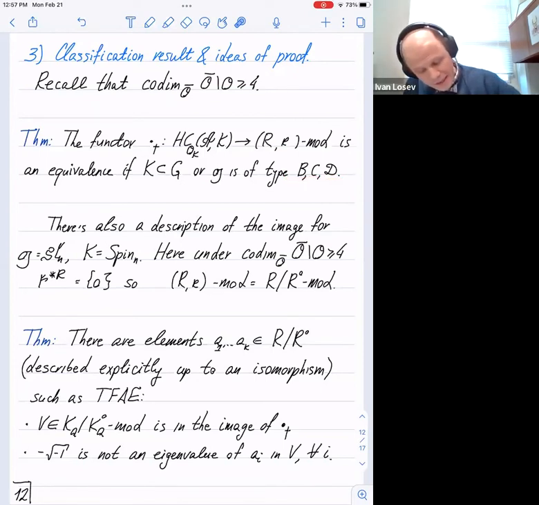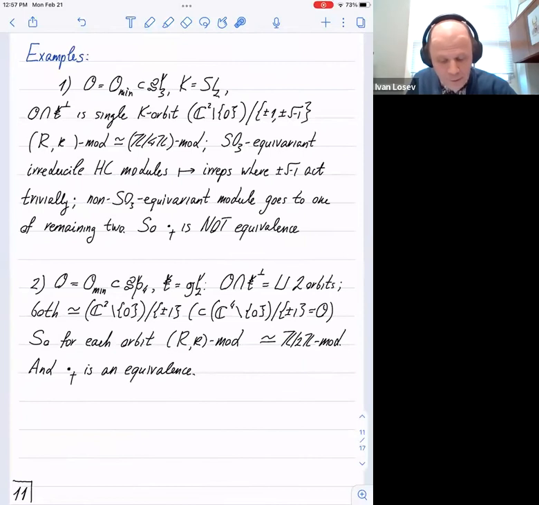So let's get back to the previous example. In example 1, everything was fine as long as I was dealing with SO3 equivariant modules. For SO3 equivariant objects, I get an equivalence. The only problem was with SL2 equivariant objects, but SL2 doesn't sit inside of SL3. Only SO3 does. So there is no contradiction with this theorem in this example.